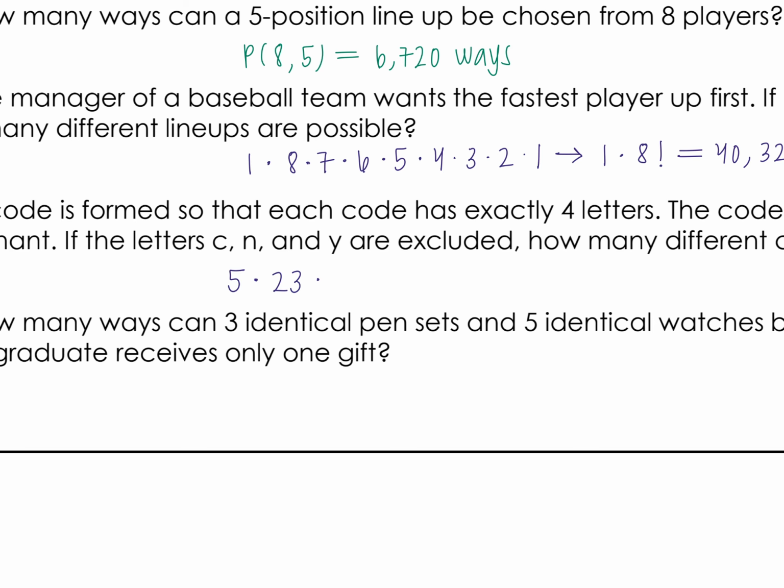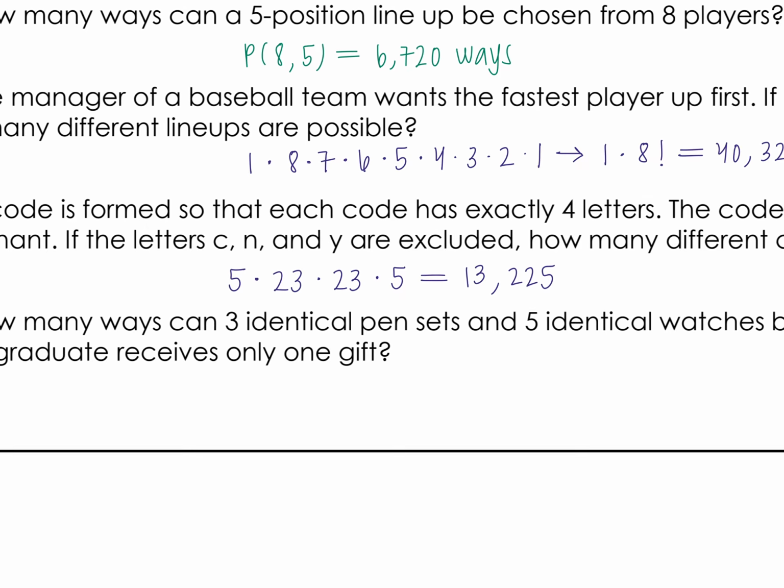Times, we would have another 23, but at the end for my fourth one, we would have 5 again, because remember, it would have to be a vowel. We can't have a consonant there. So plugging into my calculator, we got 13,225 as our answer.